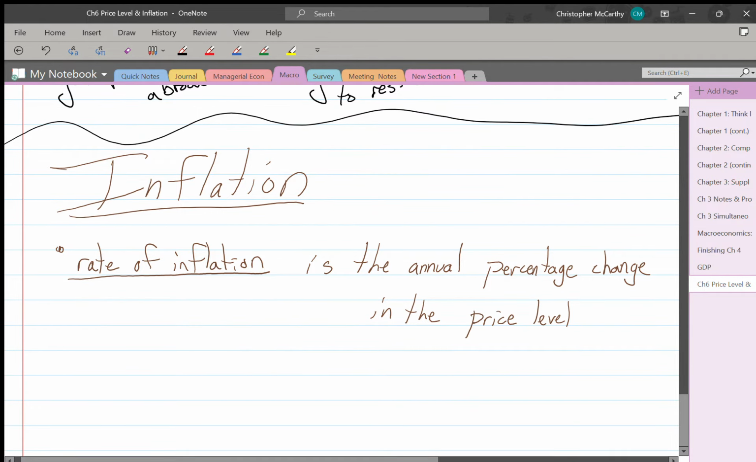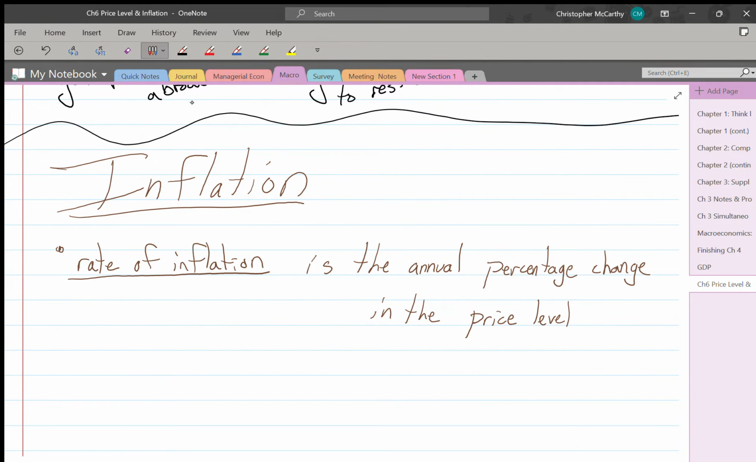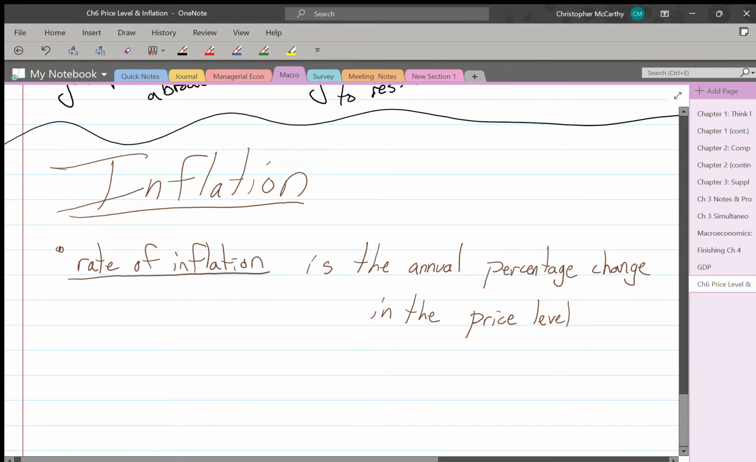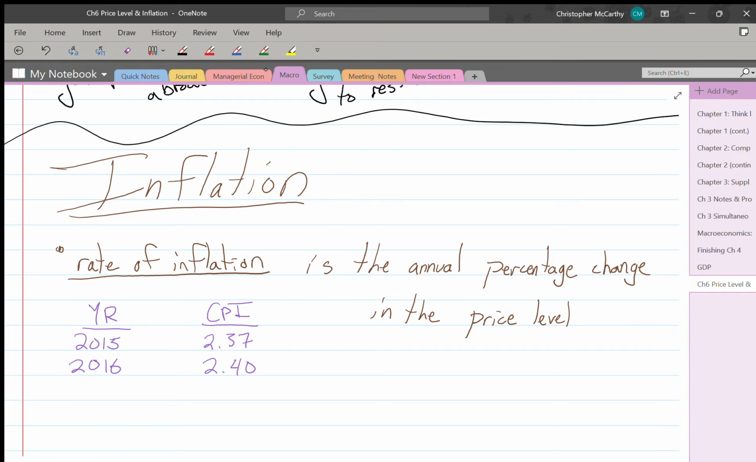So if we're given some different CPIs over time, so if we have years and some CPIs, and we're using this one as our first one, then how do we calculate our inflation rate for the 2016 year?